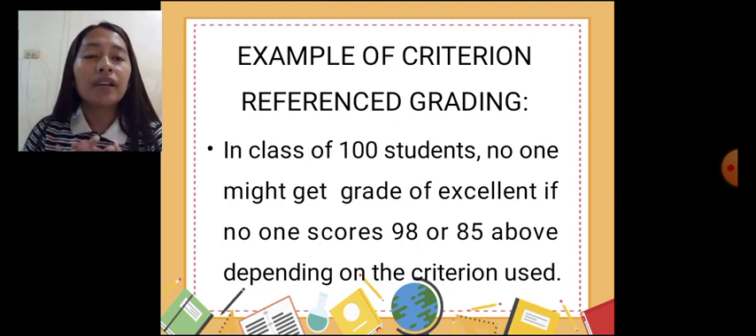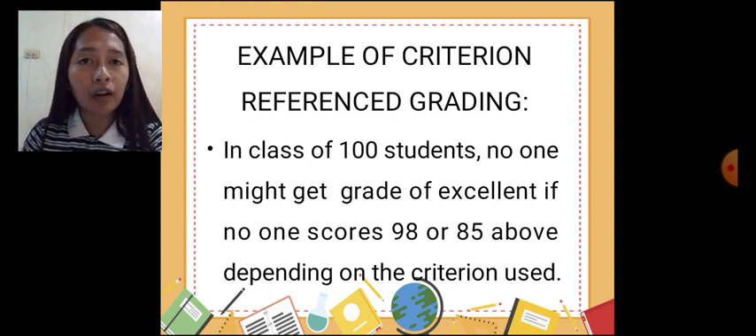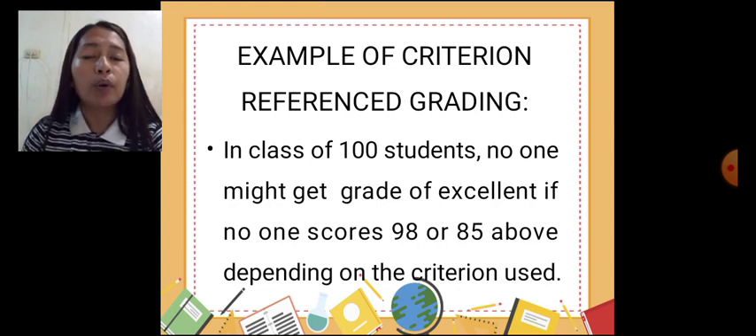In this example of criterion reference grading, it is based only on your performance standard. The score or grade reflects or depends on what you have done in your performance.